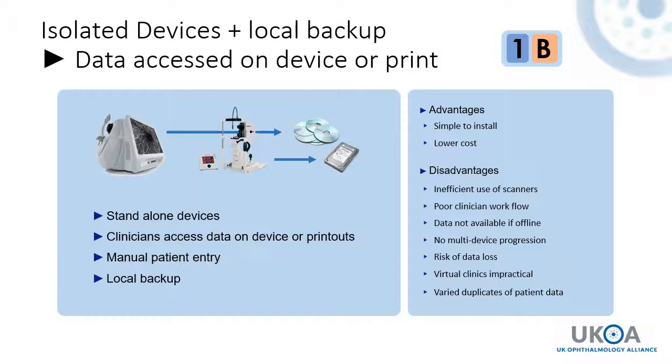Changing from an A to a B is just a reflection of the fact that at least the data is backed up to some degree now in terms of local backup. So that might be CDs or DVDs or external hard drives connected, say weekly, to the device just to take data backup. And several trusts have this type of deployment. Other than having some data backup, there's no real advantages over 1A.